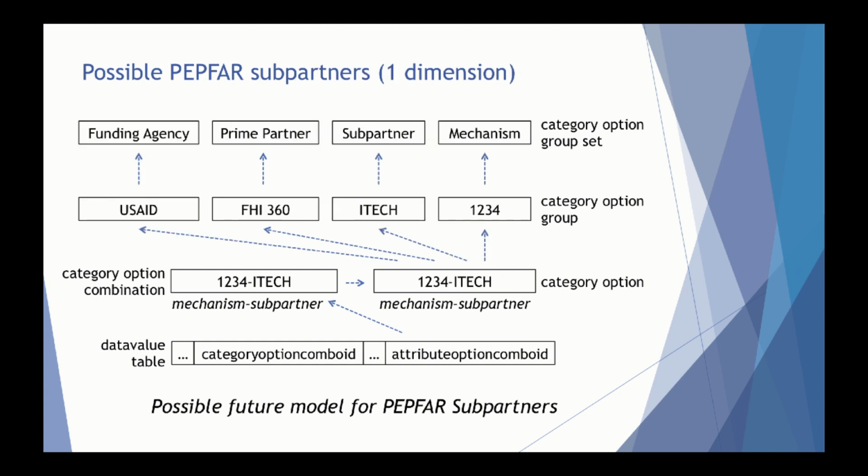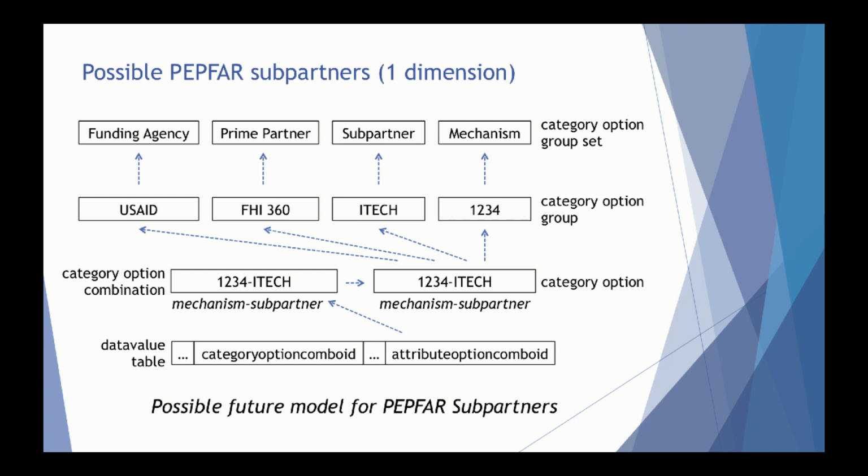Another way of modeling it, which we actually thought was more attractive, not only for the two reasons I mentioned about having to choose only one thing and the explosion of combinations of mechanisms and subpartners, but also for reasons of how data approval works, which is a subject for another conversation at another time. We actually thought modeling subpartners with one dimension might work better for the PEPFAR case. We would still semantically define each category option combination as a combination of mechanism and subpartner, but we would also define each category option as the same thing, the same combination of mechanism and subpartner.